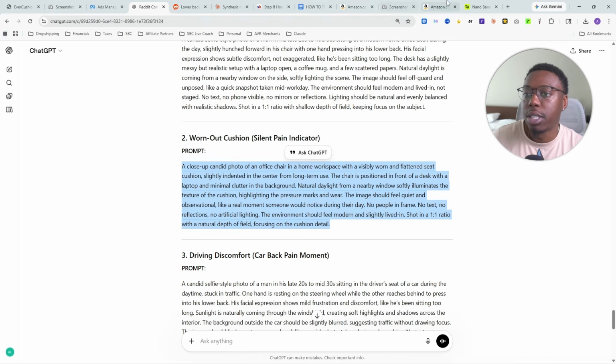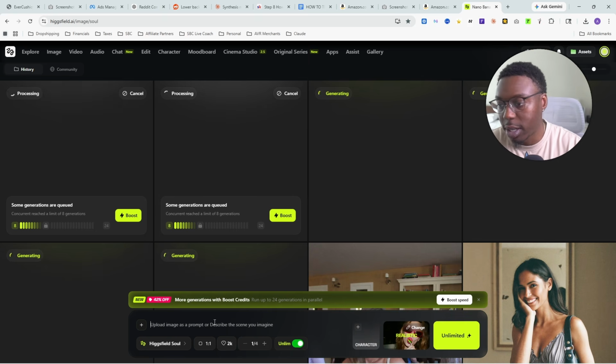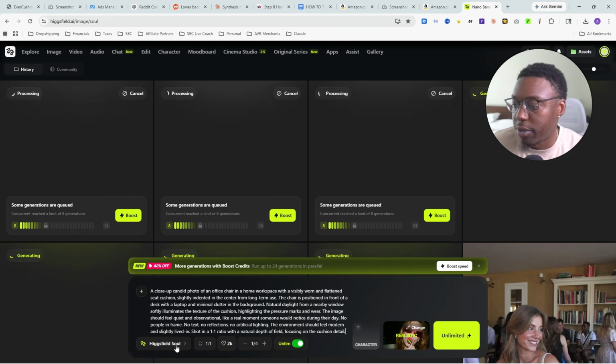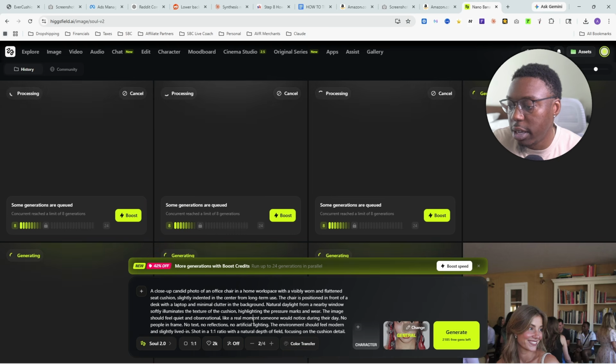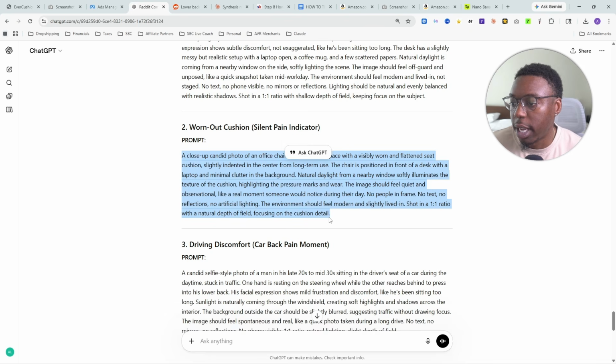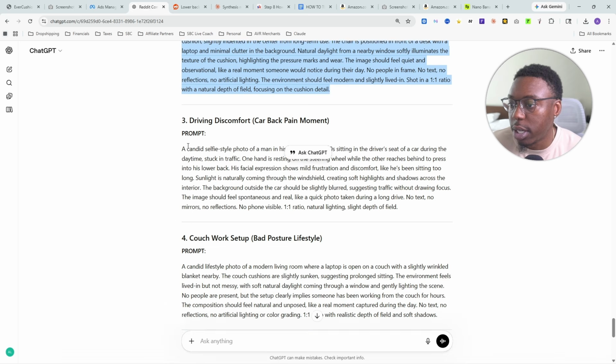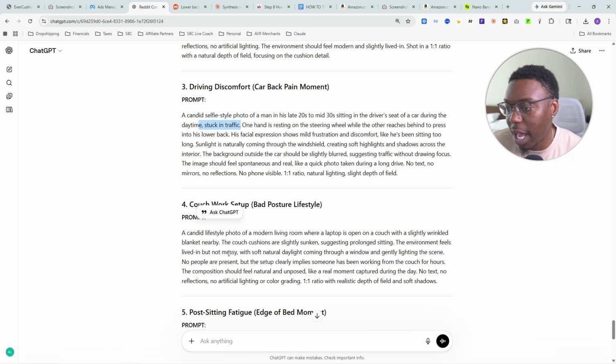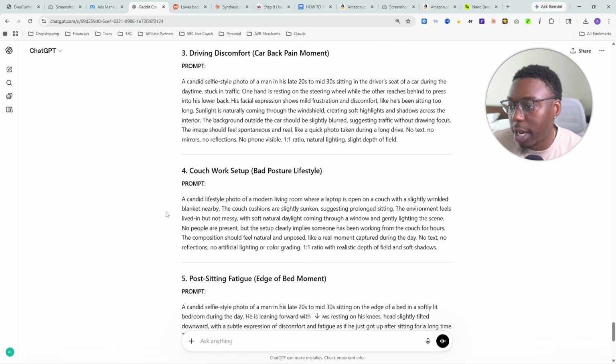And the goal here, guys, is to try to have some creative diversity, right? You don't want the same exact image over and over again, but just in slightly different ways. So I believe both of these are just close-ups of chairs and stuff like that. I might look to see if we can get some different image concepts, so that we're not having to harp on the same point. This one is a candid selfie of a man in his late 20s to mid 30s, sitting in the driver's seat of a car during daytime, stuck in traffic. Couch workout, bad posture, candid lifestyle photo of modern living.